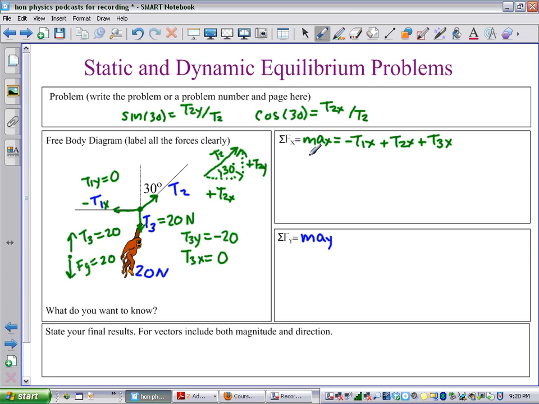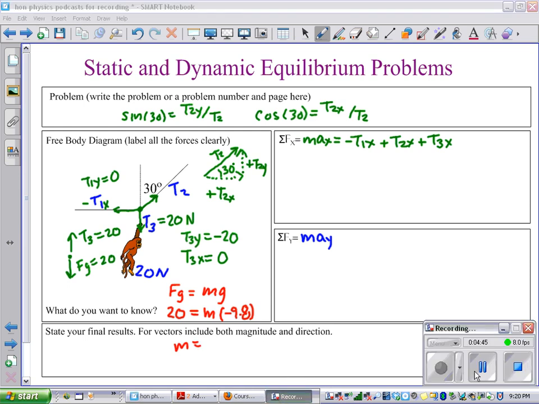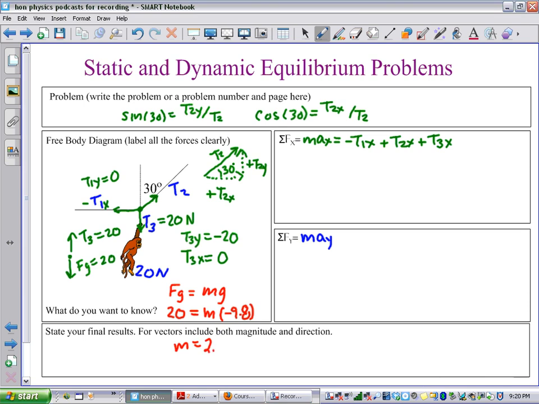Now how do we know the mass of the monkey? The mass of the monkey we find out from the force of gravity. This is a subscript g, equals mass times gravity. So 20 equals m times 9.8. So m is equal to 2.04 kilograms. Now 9.8 is a negative value, but what we want to know is the magnitude, because the force here is downward, we already know that, and this will be negative because it's downward, but what we're looking for is the magnitude of the mass. So mass is 2.04.